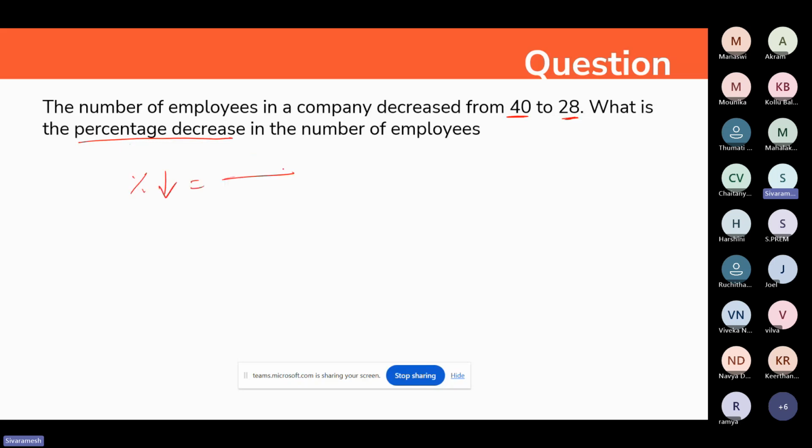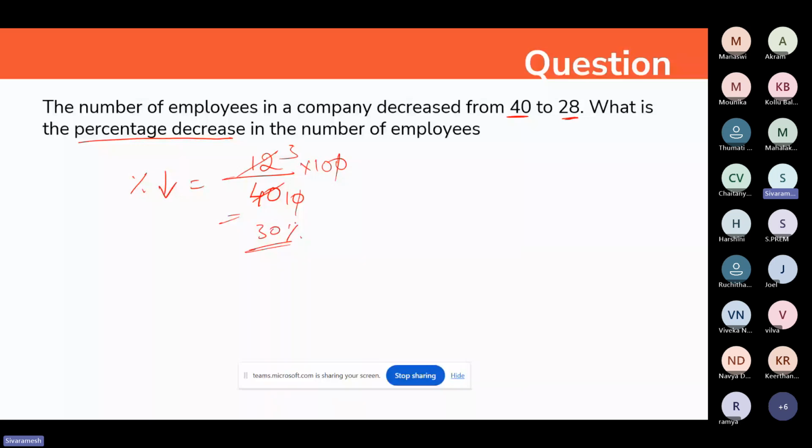So how many got decreased? 40 to 28 means a difference of 12 employees. Now, from which value is it getting decreased? From 40 to 28, it is getting decreased, right? So in the denominator, we should write 40, because the value is getting decreased from 40. So 12 by 40 into 100 is your answer. You can cancel with 4: 4 threes are 12, 4 tens are 40, and 0 cancels. So 3 tens is 30%. So I can say that 30% of the employees got decreased.